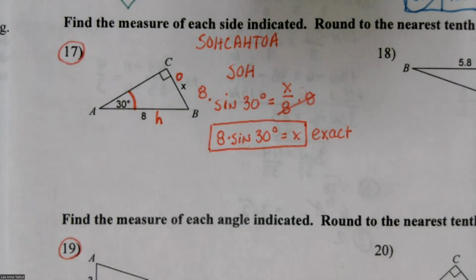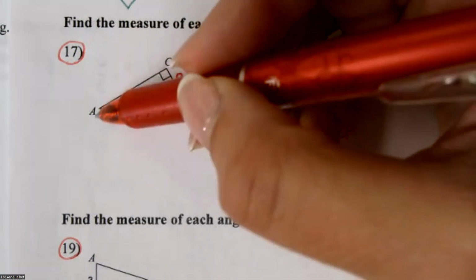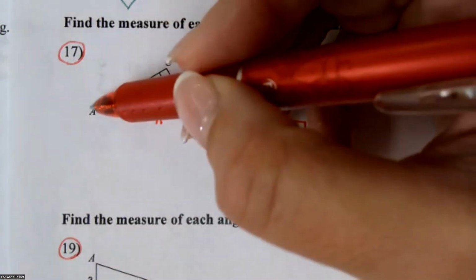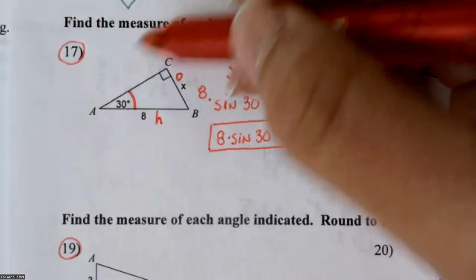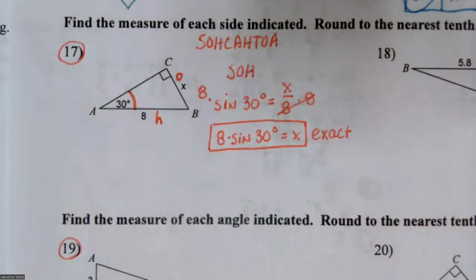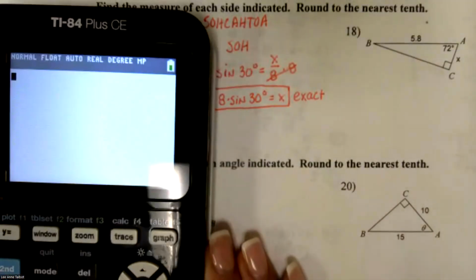So I know that sine of 30 is 0.5. So 8 times 0.5 is 4. I know I'm a weirdo. Do you guys know why that makes sense though? Why this would be 4? Because if I reflect this across here, it makes an equilateral triangle. So it'd be 8, 8, and 8. So that part would be 4. But anyways, okay, let's go to the calculator now. Do the calculator part.